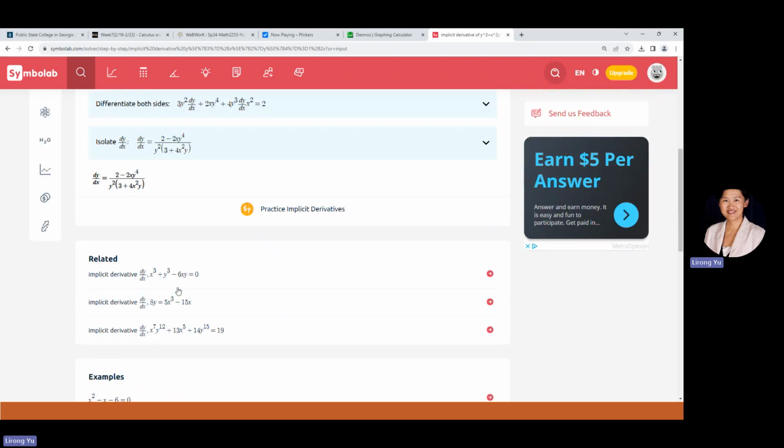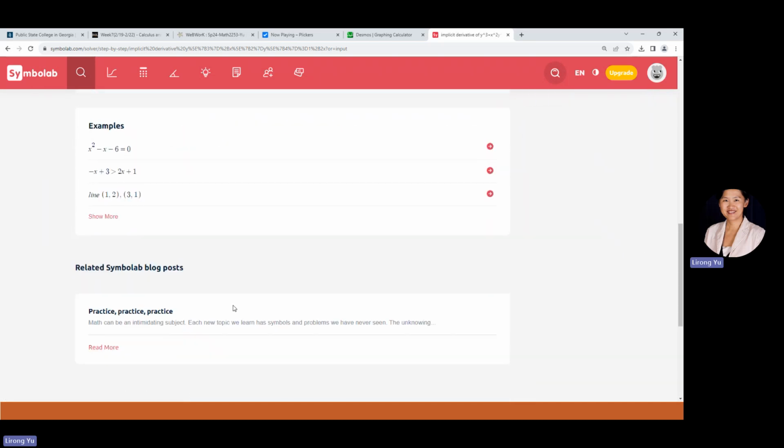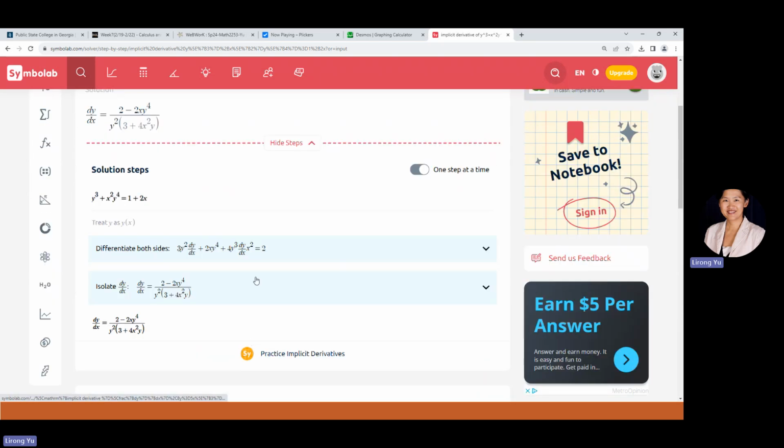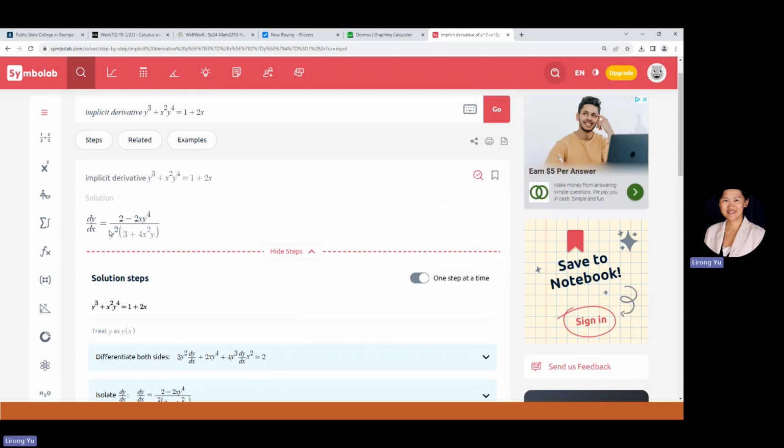And down here, you see some of the process. It's not very complete though. I think they also kind of try to lure more people to get membership and stuff. But most of the time I'm okay with that one. And just double check our work.